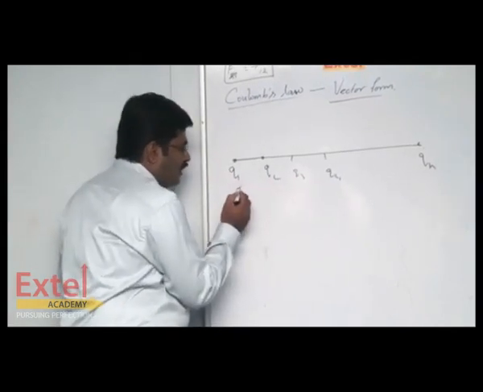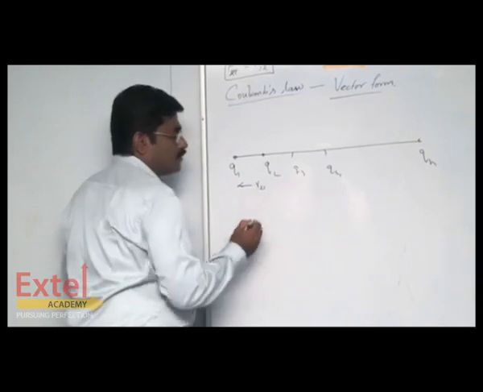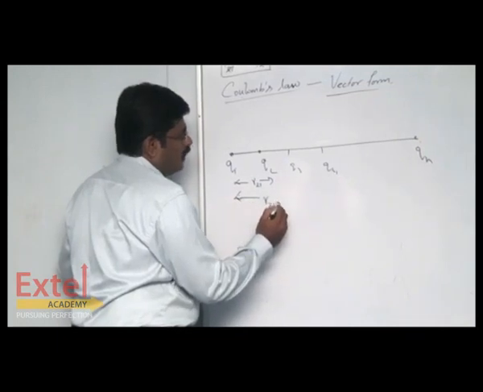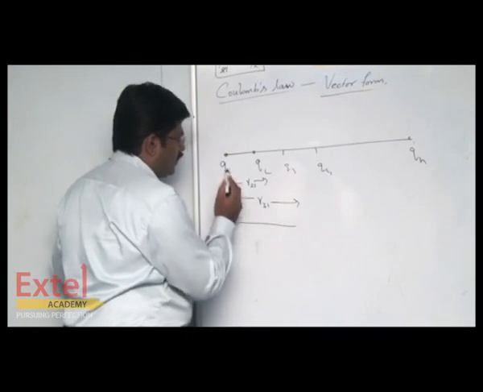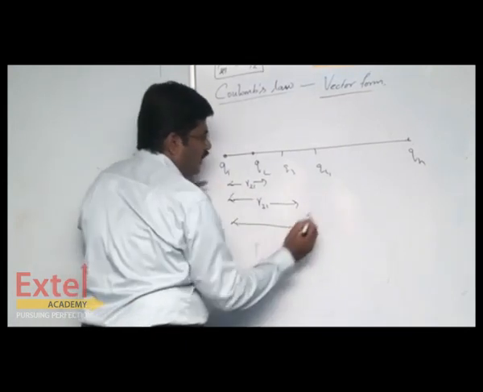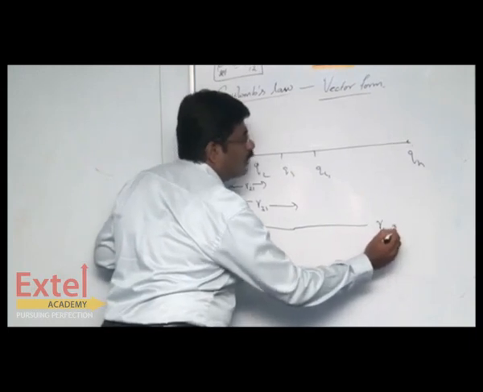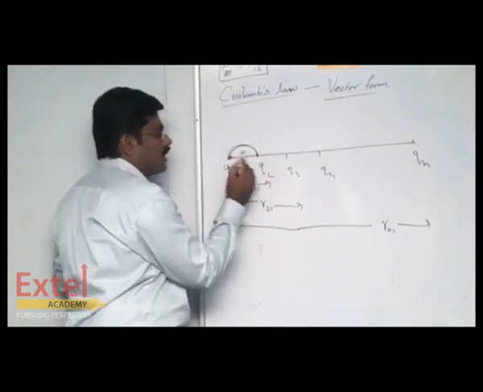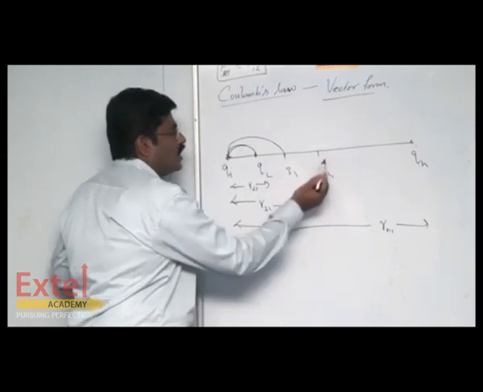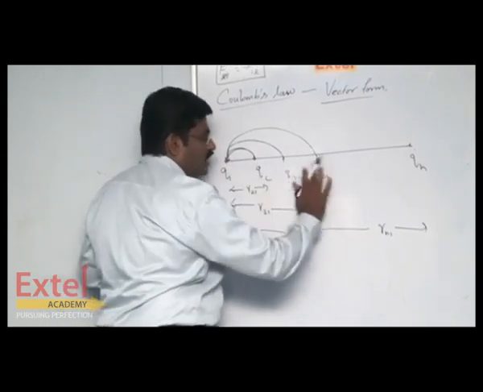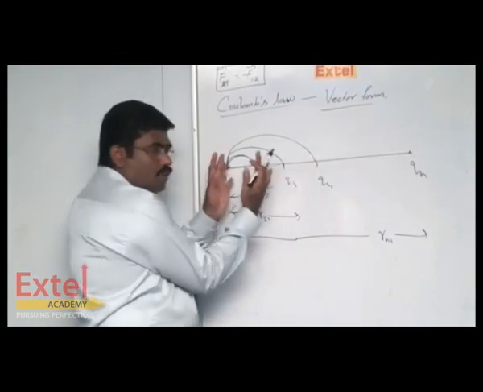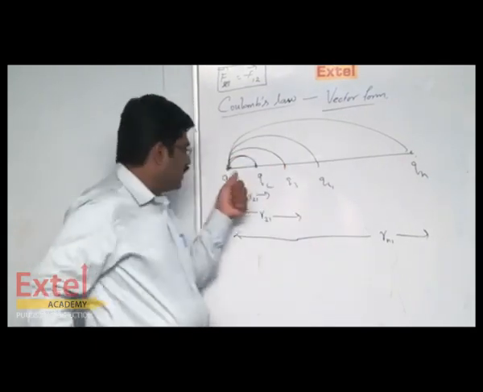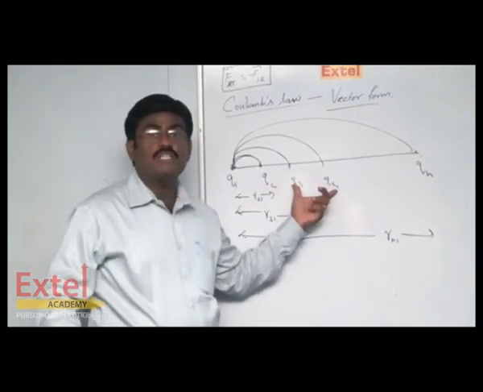The distance between Q1 and Q2 is R21, and the distance between Q1 and Q3 is R31. Similarly, the distance between the first charge and the nth charge is Rn1. So the second charge gives a force onto the first charge. Similarly, the third charge will also give a force onto the first charge, and the fourth will also give a force onto the first charge. So each and every charge arranged in a line will give its own force onto the first charge. Now we are going to find out the net force experienced by the first charge due to all the charges.